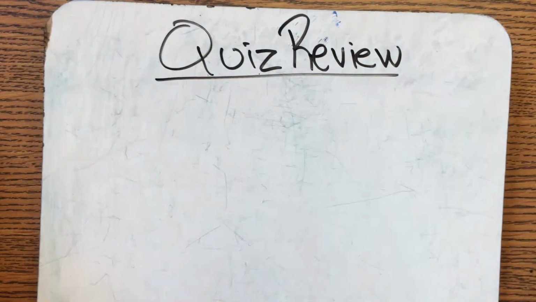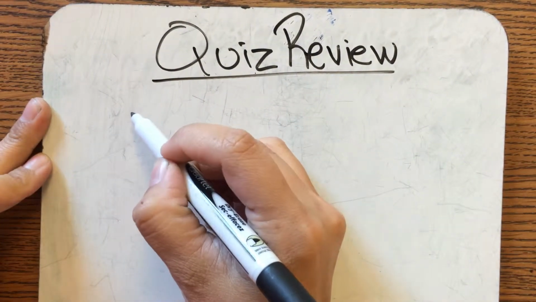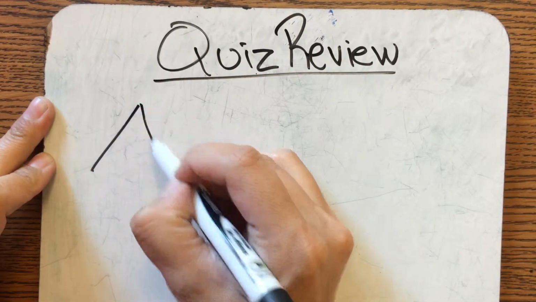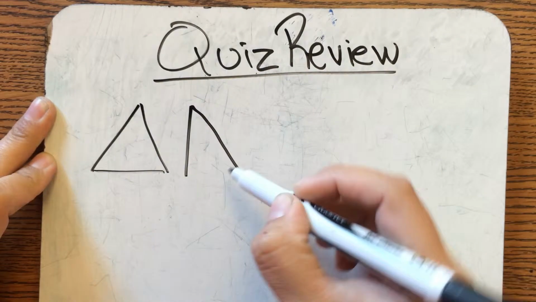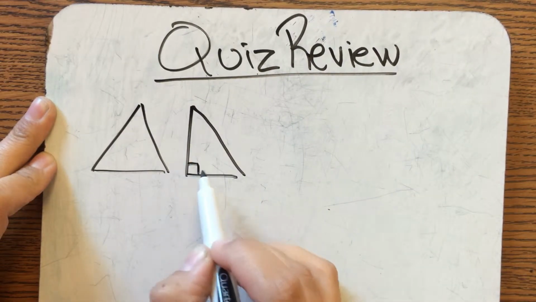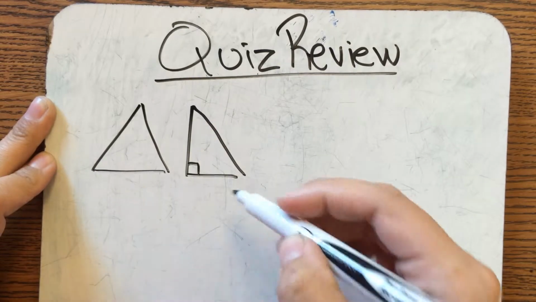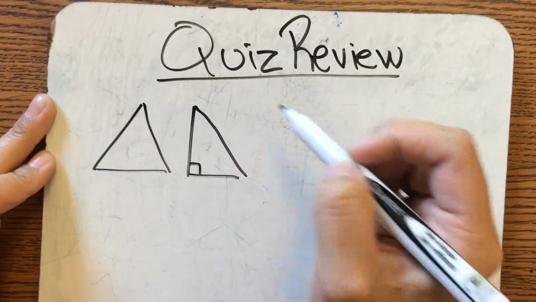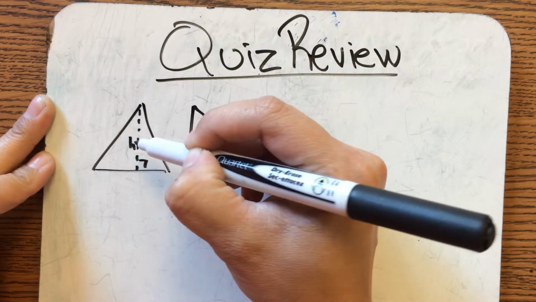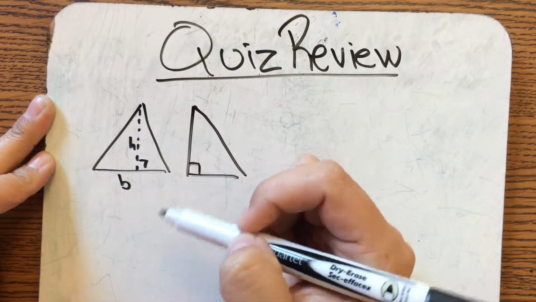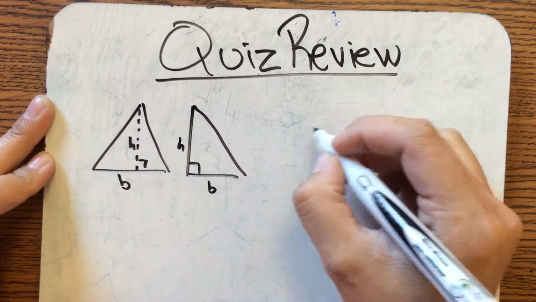Okay, the most common problem with this test was mixing up the triangle formula for area. I gave you 2 different looking triangles, okay? This one was a right triangle, and this one was an isosceles triangle. And I asked you to find the area of each of them. For this one, I gave you the height measurement, I gave you the base measurement. For this one, I gave you the height measurement and the base measurement.